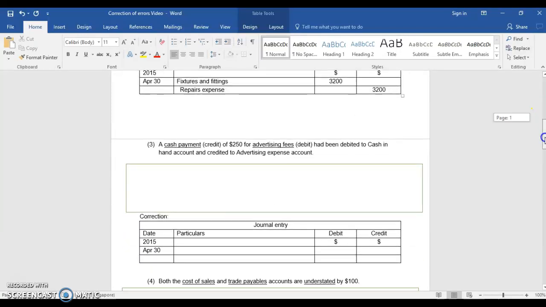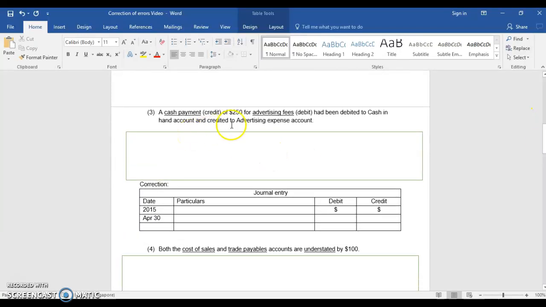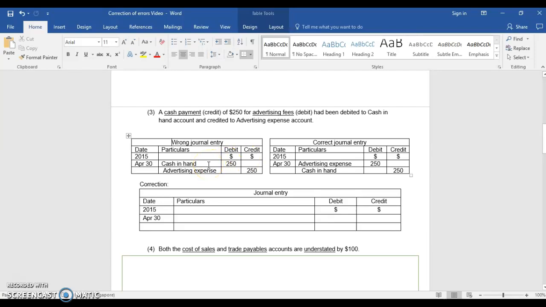The next one, cash payments of $250 for advertising fees had been debited to the cash in hand account and credited to the advertising expense account. Now, if you think about it, once you make a payment of money, you should have credited cash in hand, but instead the accountant debited it. And if you paid for advertising fees, which is an expense, you should have debited it, but this accountant credited it. So what was wrong? They totally switched the position of the accounts. So this is what happened, and this is what you should have. So now to correct the error, we're going to flip the accounts.